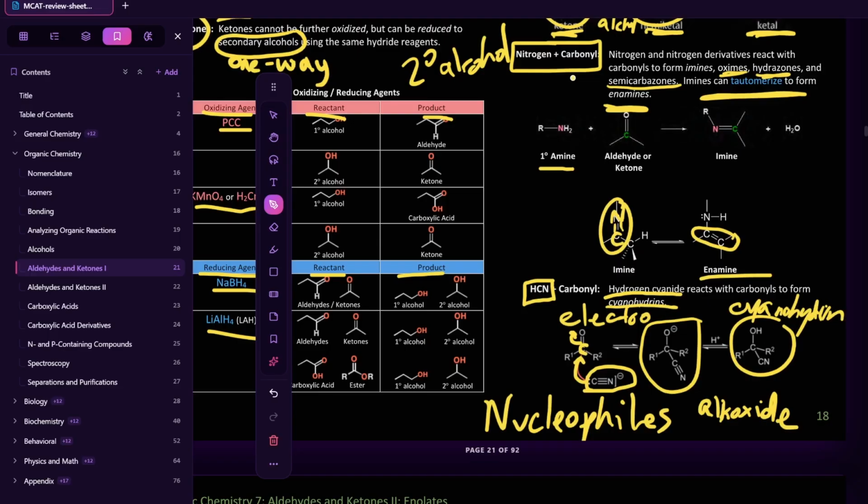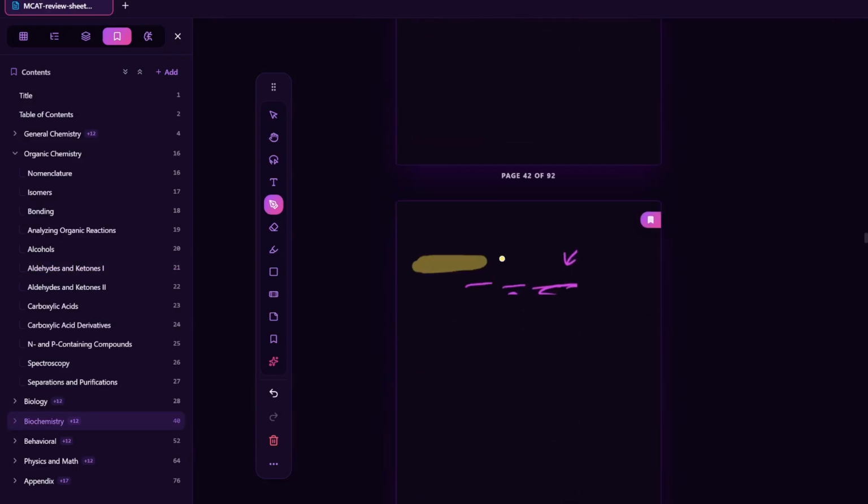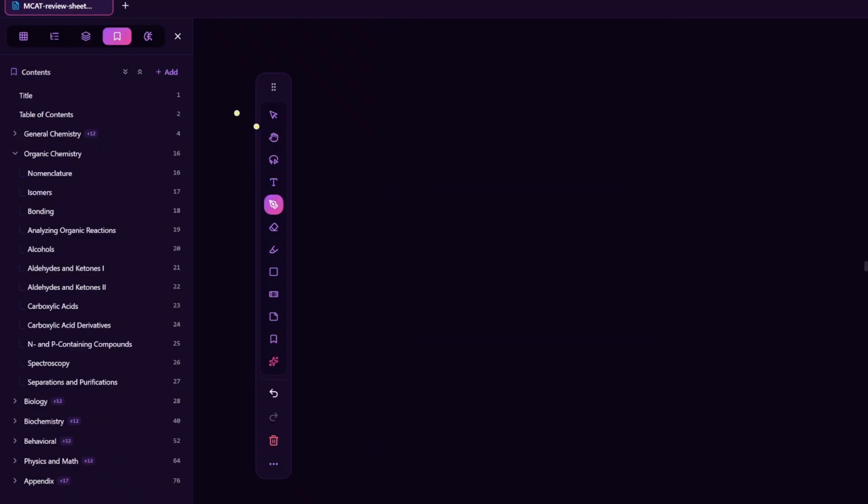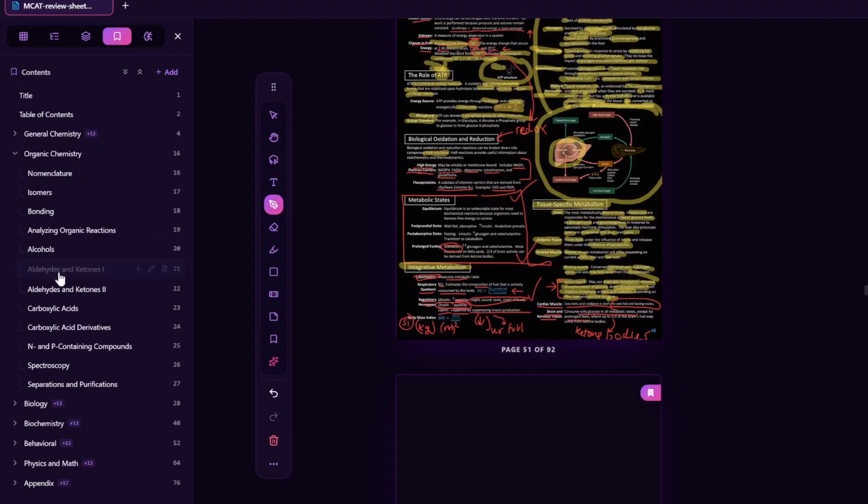So the carbon would now have both an OH and this cyanide here. This cyanide looks like this, CN, and it has this OH as well, right? So that's what you get. All right, so that's basically all of that chapter, and then I'll see you guys on the next one if I can navigate to it.